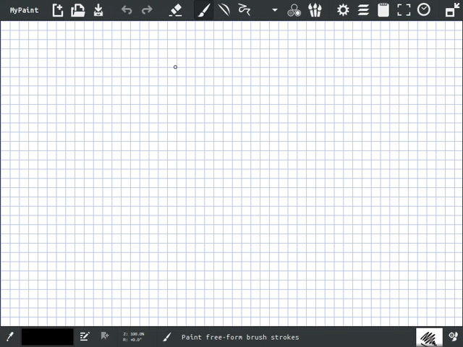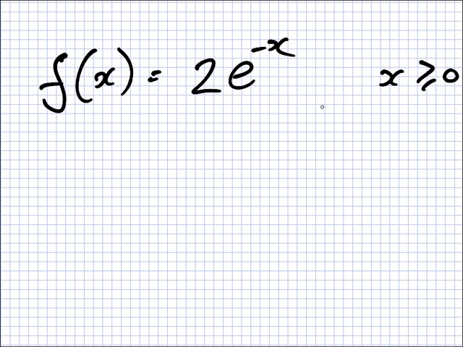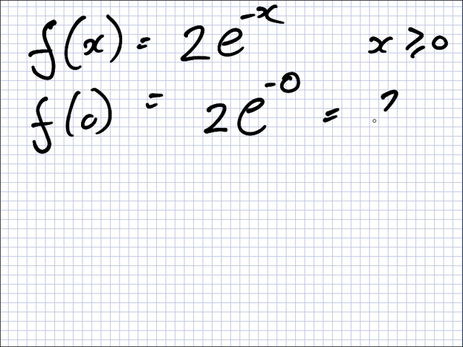Now, you have f(x) equals 2e^(-x), and x is positive. I want you to put boundaries on what values you can get. So let's start off by looking at f(0). What would I get if I put in 0? 2. Okay? And if I calculate f(infinity), what would I get?